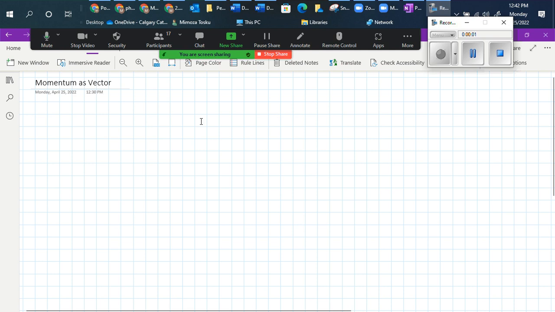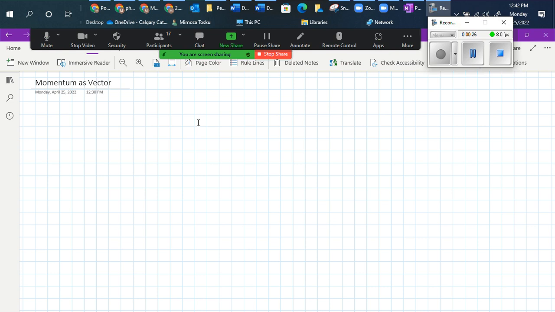Okay, so today we'll start, as a very first lesson, on momentum as a vector. The first unit of Physics 30 is momentum and impulse. And for the first part of it, we will treat momentum first as a vector, and then we will see different approaches into this momentum as a vector.